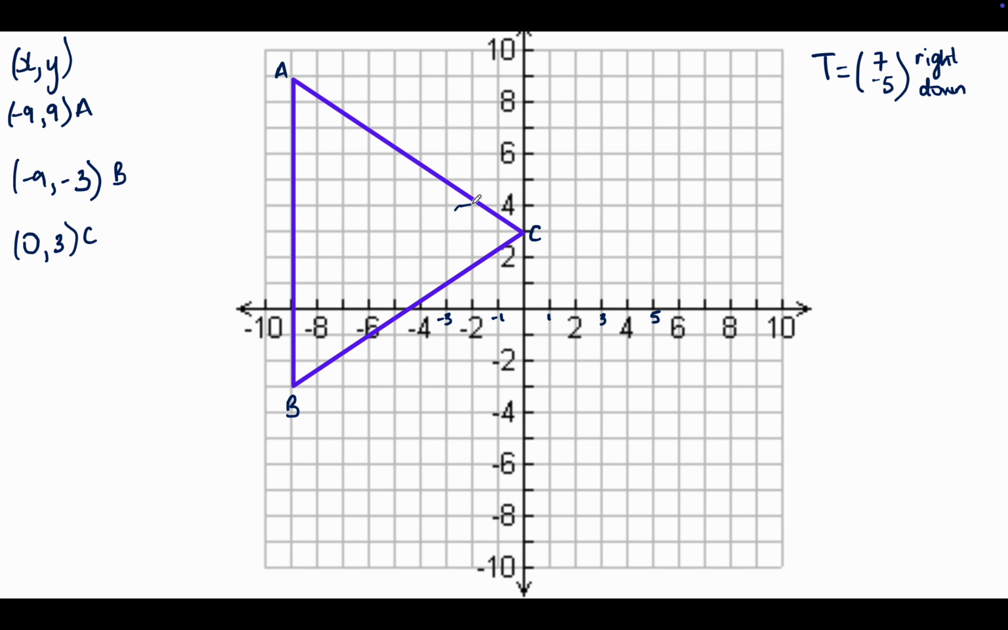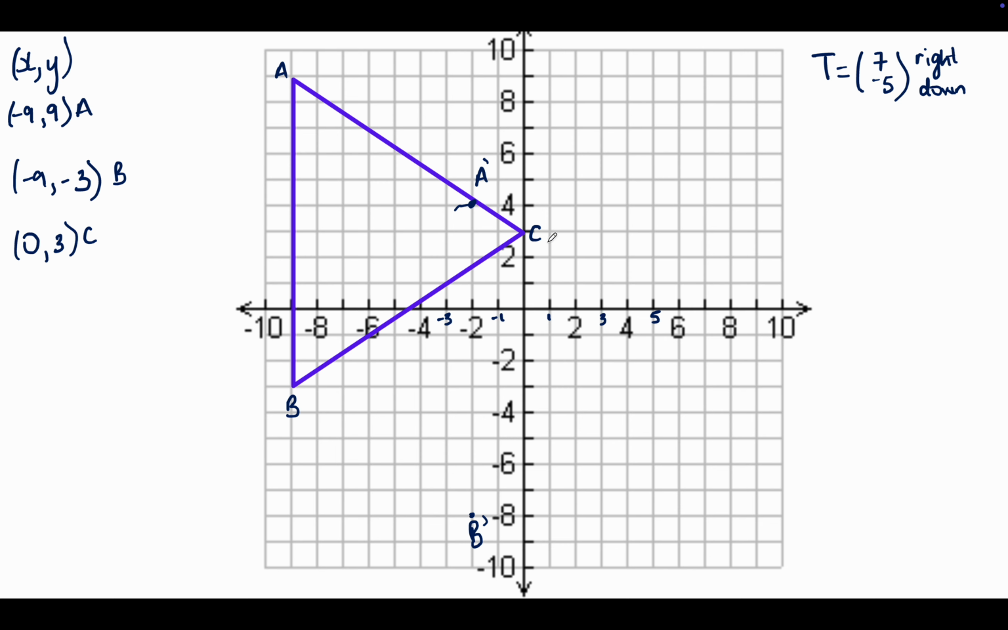It's okay if your object and your image meet. That's fine if they overlap. And you realize I named my point A prime. Let's take B. I'm going 7 units to the right and 5 down. 1, 2, 3, 4, 5, 6, 7. 1, 2, 3, 4, 5. So my B prime would be just about here.